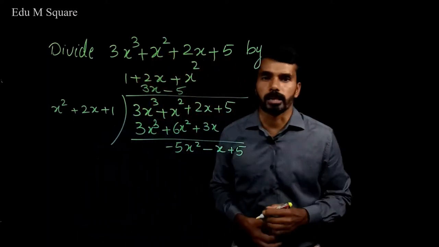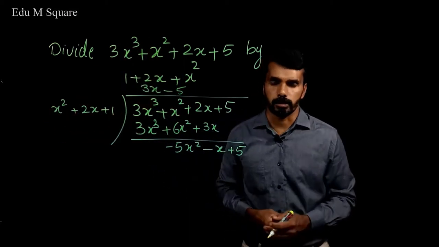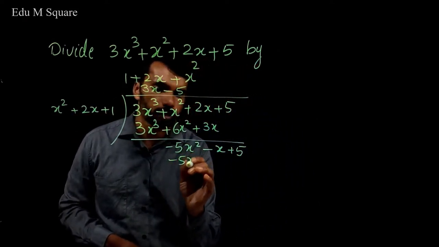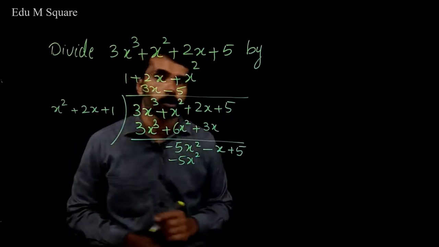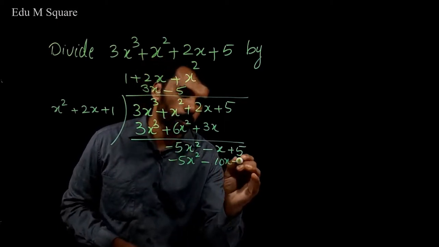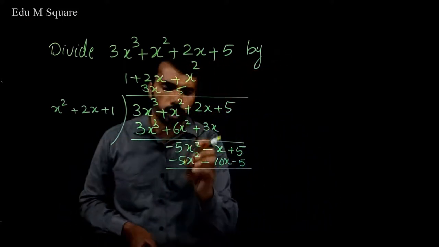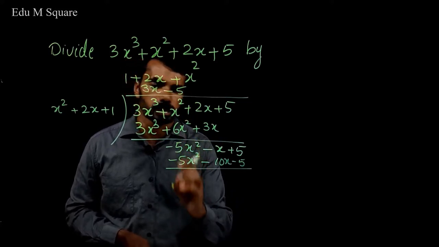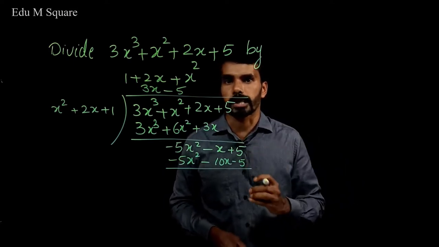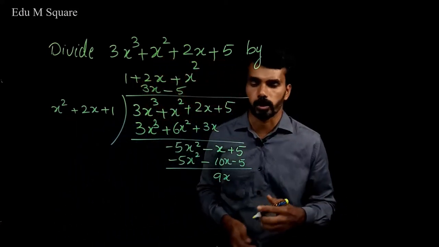So continue the division process. Minus 5 into, we multiply each term of this divisor. So minus 5 into x square is minus 5x square, then minus 5 into plus 2x is minus 10x, then minus 5 into plus 1 is minus 5. Now we subtract. So minus 5x square minus minus 5x square becomes 0. Minus x plus 10x, so it is 9x. Then 5 plus 5, so it becomes 10.